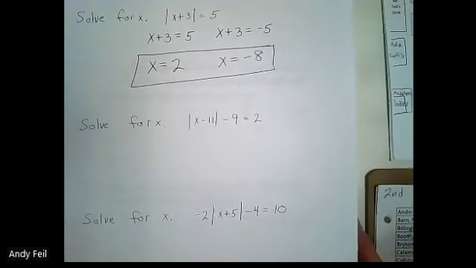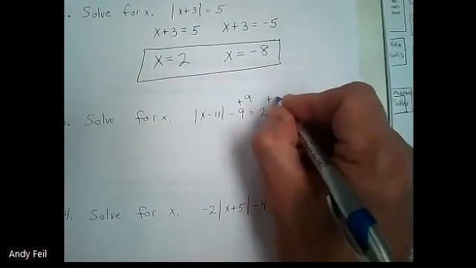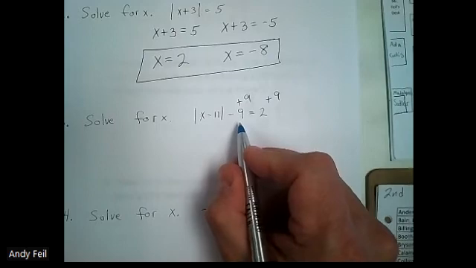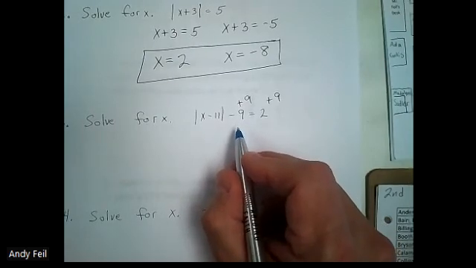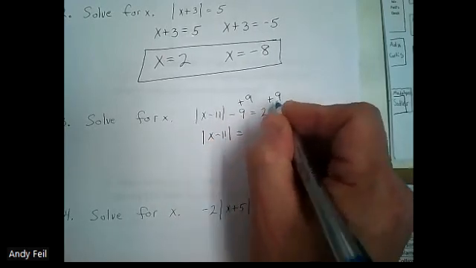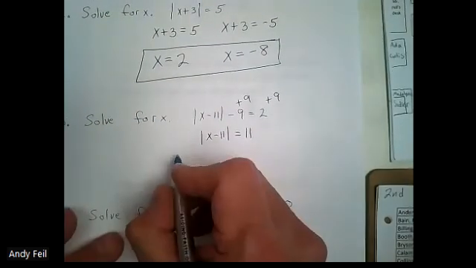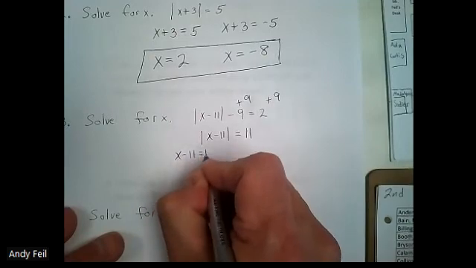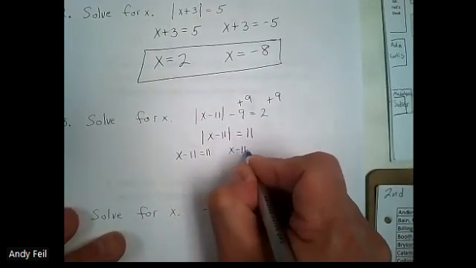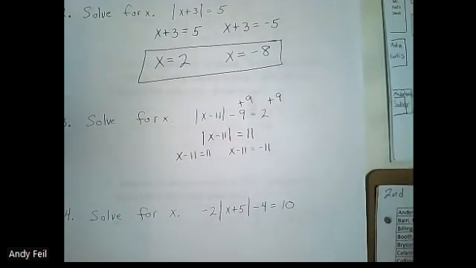All right, for this one, before I do my two equations, I have to add 9, because we need to isolate the absolute value first. So that gives us the absolute value of x minus 11 equals 2 plus 9, which is 11. Now, before you tell me the answers, how many answers should I expect to get? 2, because it's positive, right? So let's figure out our two answers. x minus 11 is equal to 11, or x minus 11 is equal to negative 11. If you write it out like that, you're going to get the right answers.